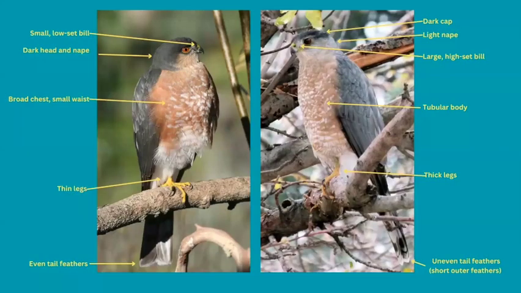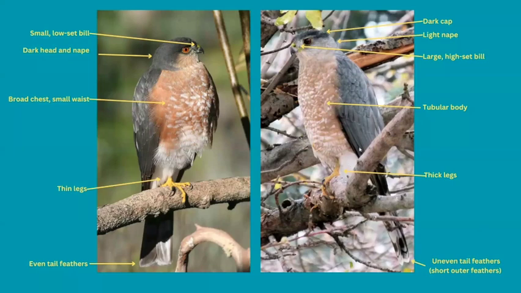So here's a nice little helpful infographic where we have the species side by side, and you can really see those differences. For the Sharpie, we have a very small, low-set bill. And here on the Cooper's, a large, high-set bill. You can see the naris, so their nostril is actually even with their pupil, whereas in the Sharpie, it's a little bit lower. Again, the hooded versus the capped appearance.